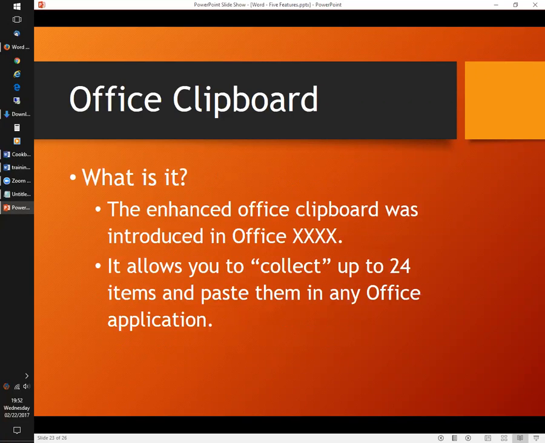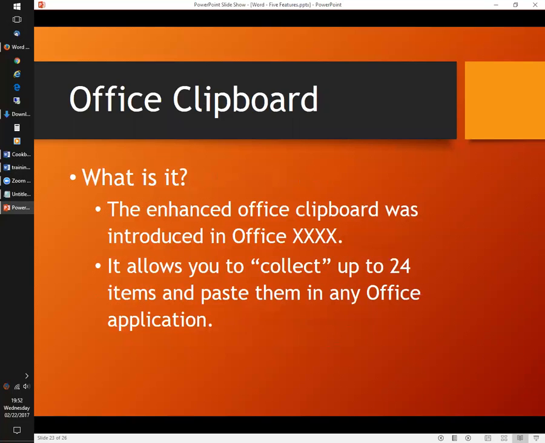Now, in Windows, we're familiar with the clipboard. We know what it is. We copy something to it, and then we paste it somewhere else. But the thing about the Windows-based clipboard is it can only store one thing. If I copy something and then copy something else, the first thing gets bumped off of there. Okay? So in Office, there is something called the Enhanced Office Clipboard.